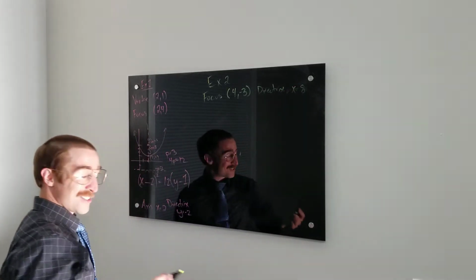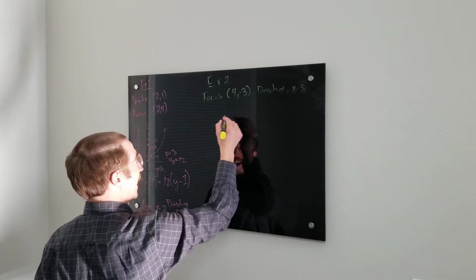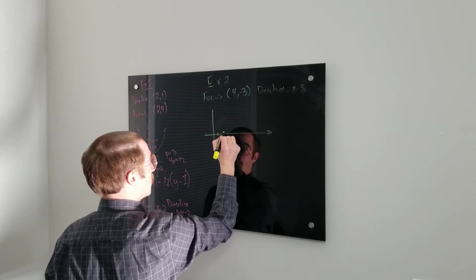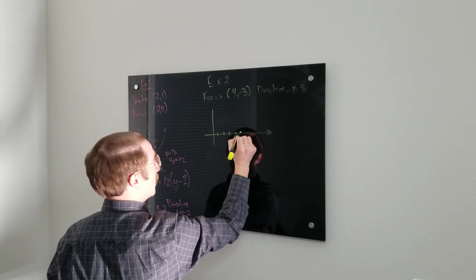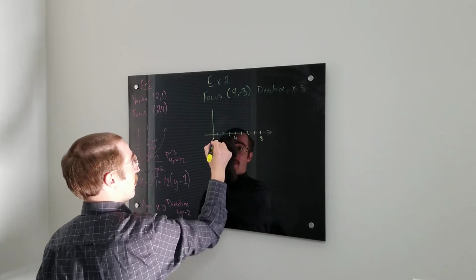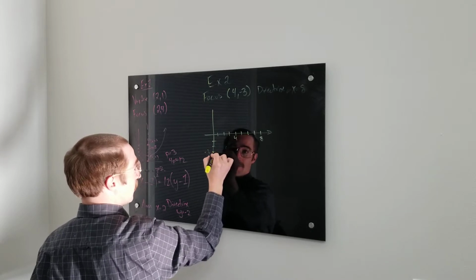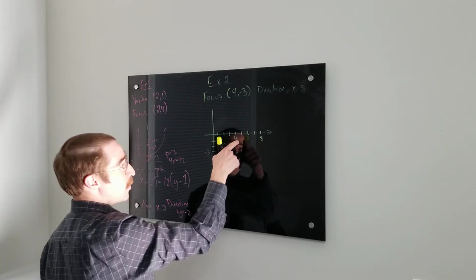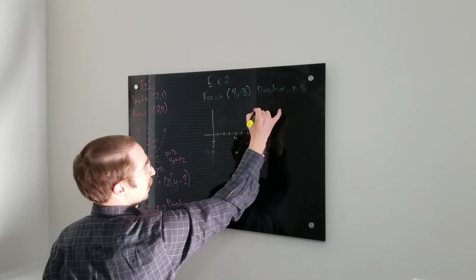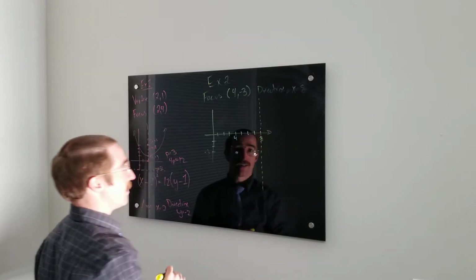So I'm going to sketch a little graph of this. We go 4 and 8 for our x's. So 1, 2, 3, 4, 5, 6, 7, 8. And negative 3 for my y. 1, 2, 3, negative 3. So that's my focus at 4, negative 3, right there. And then the directrix is right here.